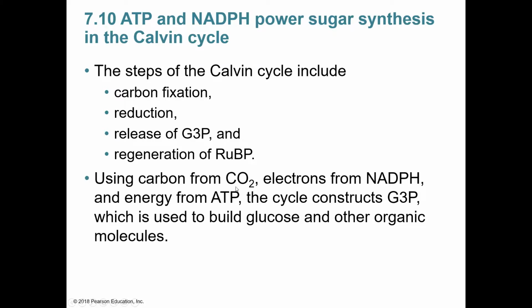So using the carbon from the CO2, electrons from NADPH, high energy electrons, and energy from ATP, the Calvin cycle constructs or makes G3P. G3P is a small, high-energy molecule that we can use to make glucose and some other organic molecules as well. So G3P is like the building block of glucose, and it takes two of these G3P molecules to make one glucose.